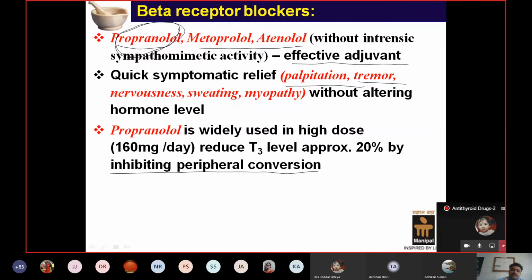Number one, propranolol can suppress the tremor also, which metoprolol or atenolol don't do. Number two, propranolol also inhibits the peripheral conversion of T4 to T3. And the active compound is T3, isn't it? So that is why the level of T3 will reduce. So these two things make propranolol preferred over other beta blockers. Got it?